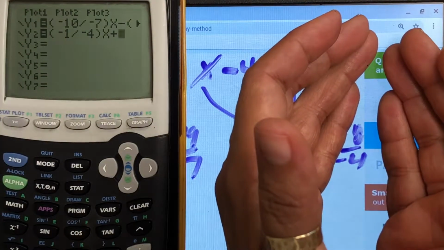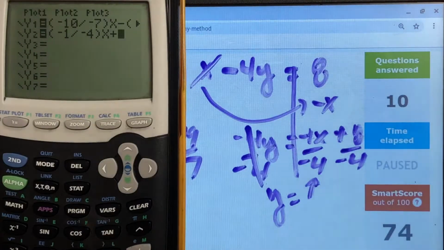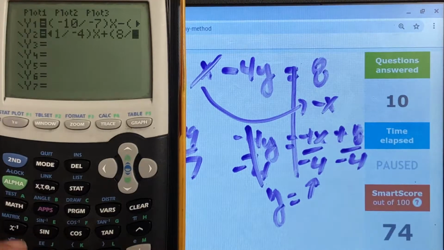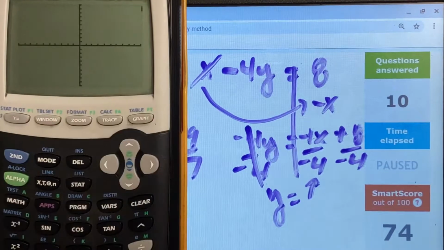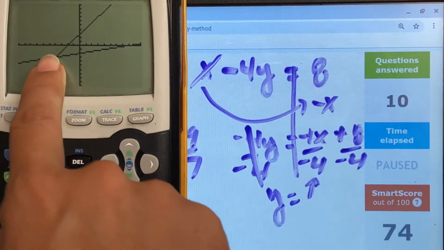So I have 8 over negative 4. So open parentheses, 8 divided by negative 4, close parentheses. Now all you have to do is hit graph. So this is solving equations by graphing. Because remember, when you graph the two equations, wherever they intersect is your solution. All right, so that's where they intersect.